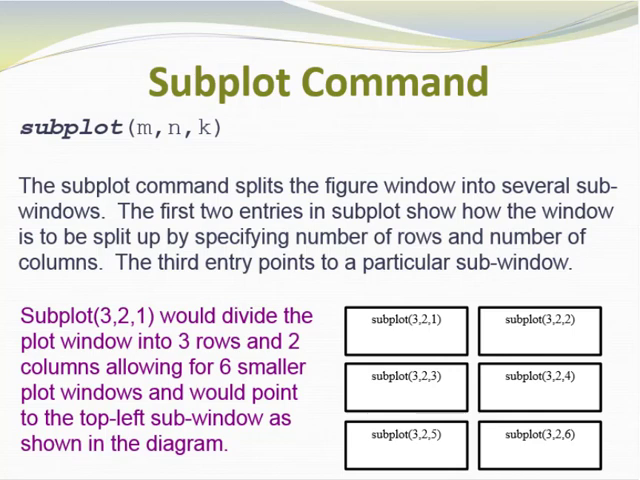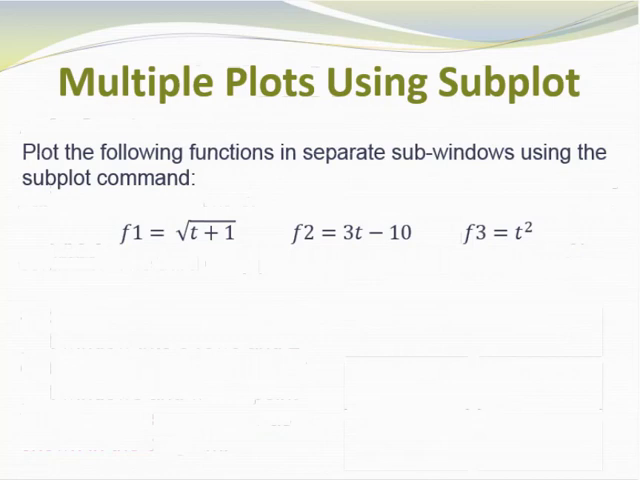So, for example, if we had subplot 3, 2, 1, that would mean take that figure window, divide it up into 3 rows, 2 columns, and the third argument of 1 would then point to the top left subwindow. And you can see on the diagram I have put exactly how you point to each of the subwindows for this particular case. So now let's look at an example of this. Let's say I have these three functions and I want to plot them in the same figure window, but I want them to be in their own subwindow.